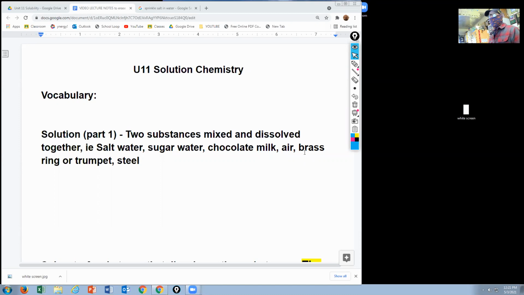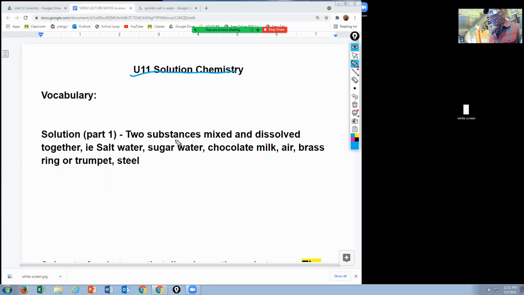So today we are going to start a new unit, Unit 11. And this unit is called Solution Chemistry. So very quickly, what is a solution? A solution, right here in our definition, is pretty much any two substances or more mixed and dissolved together.